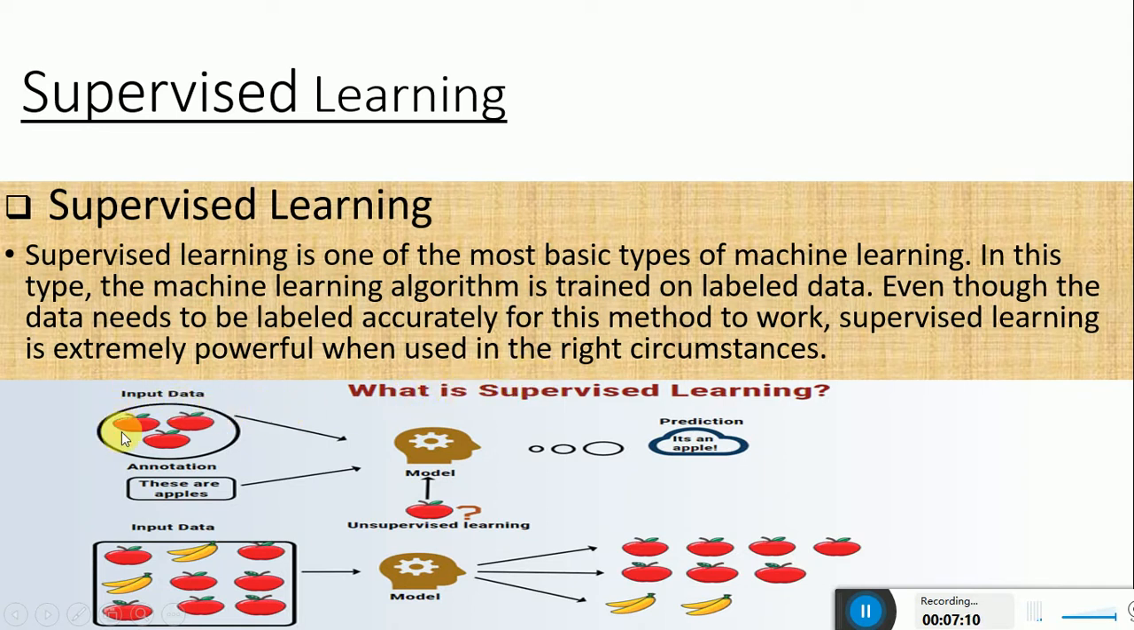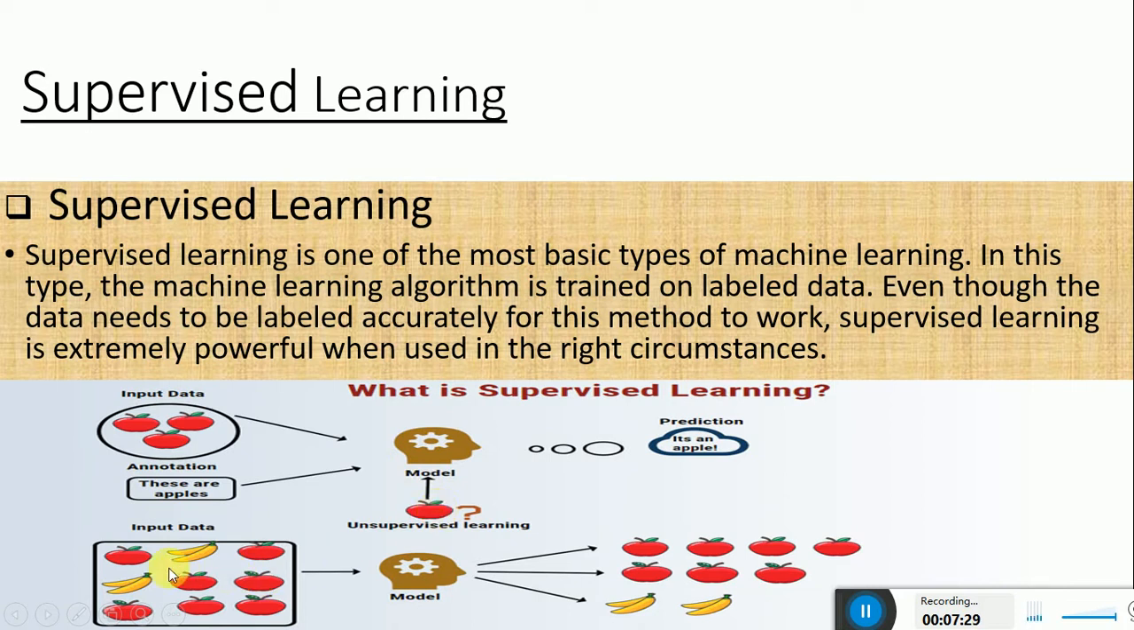So in this figure, the input data is apples with annotations, these are the apples. The model is trained, and the output is the prediction, it is an apple. So how to model it.